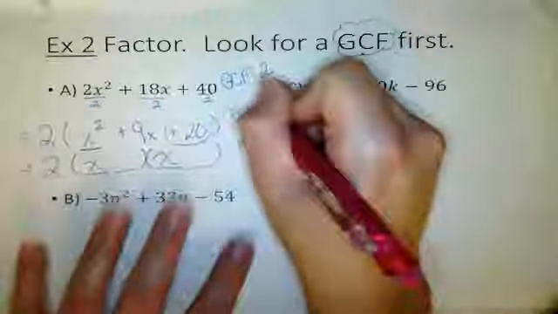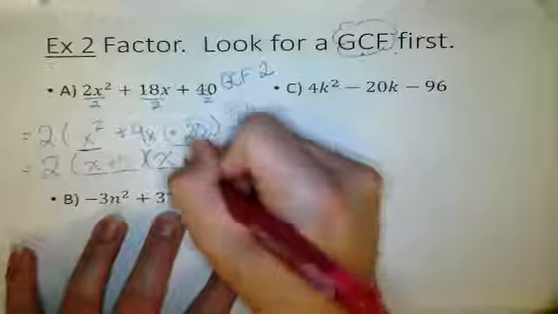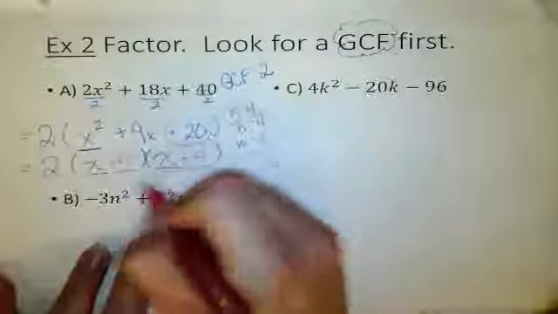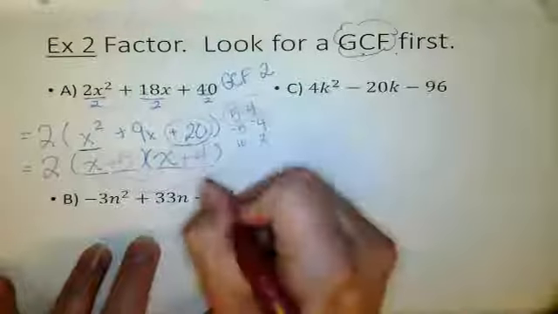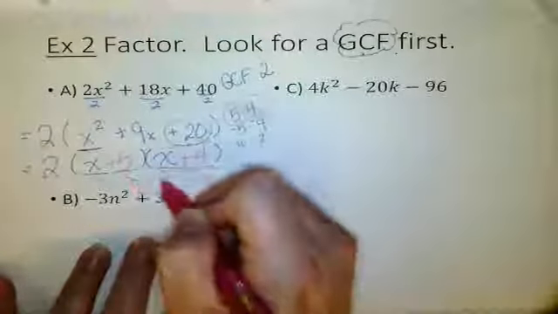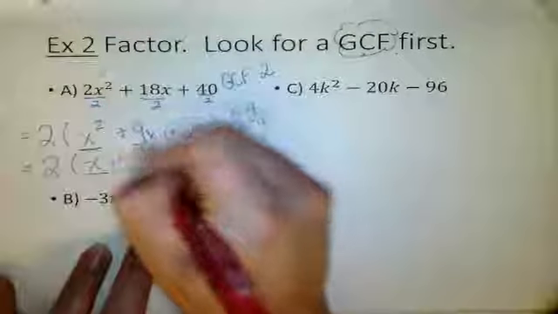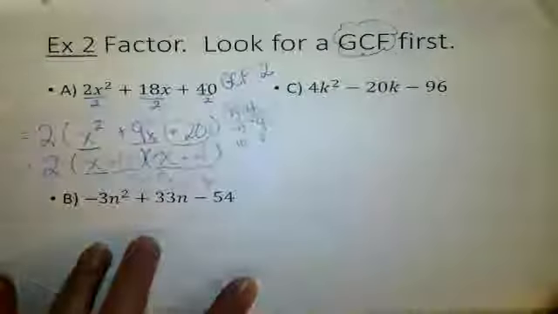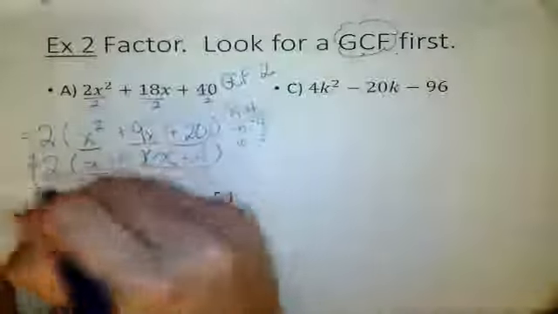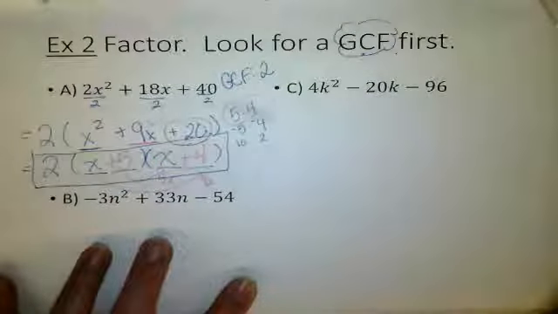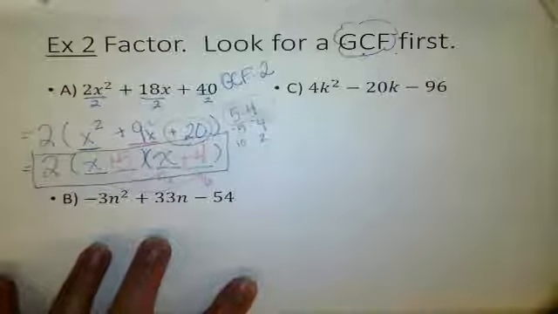5 and 4. Very good. Positive 5 and positive 4. And I'm just going to double check the rainbow. X times 4 is 4x. 5 times x is 5x. 4x and 5x makes 9x. So I know I did it correctly. So this is our factored form. We call this completely factored.